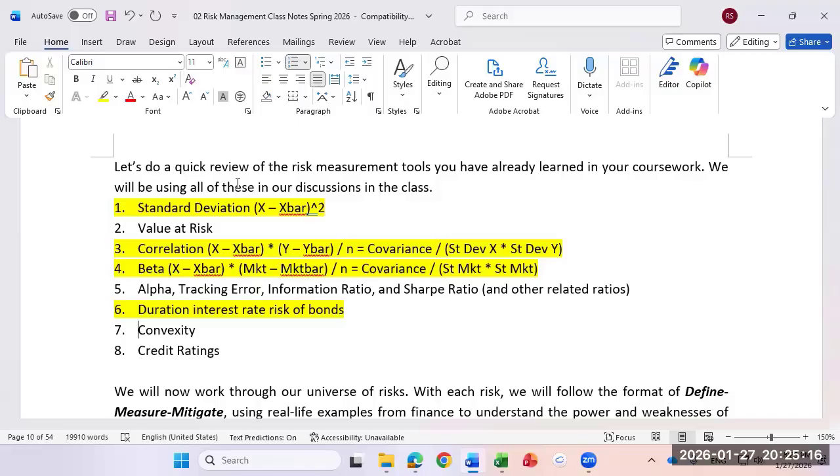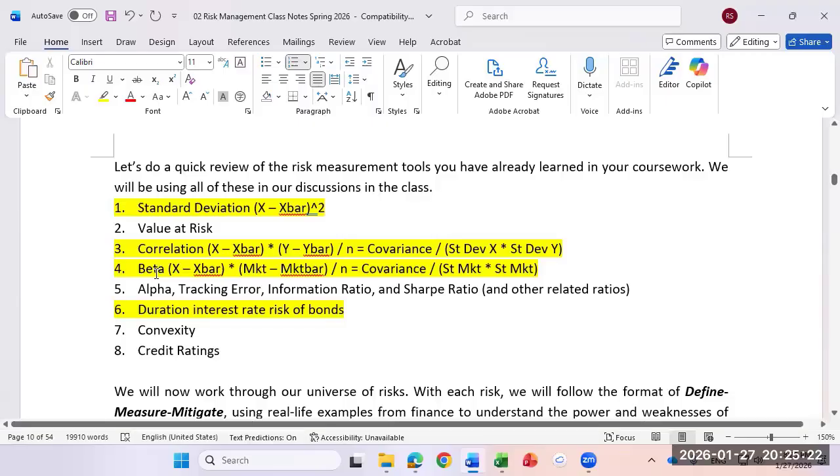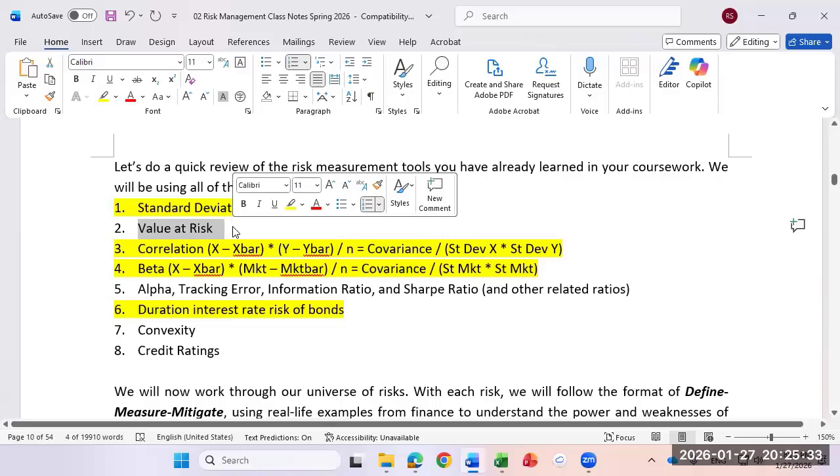They're simple formulas, and I love the fact that standard deviation, correlation, and beta, it's almost the same formula 3 times. Slight variations, but it tells you a lot about risk and how we measure risk. Duration's a very simple formula. Convexity is a pain. And you'll see the value at risk formula we use is pretty straightforward.